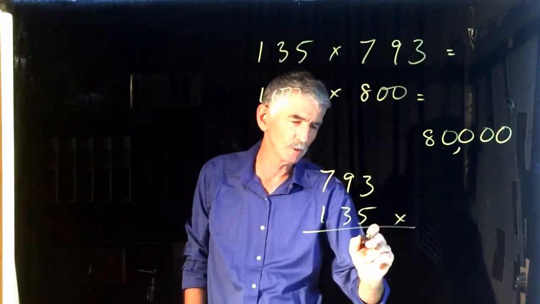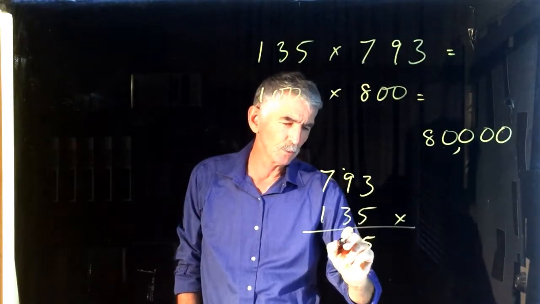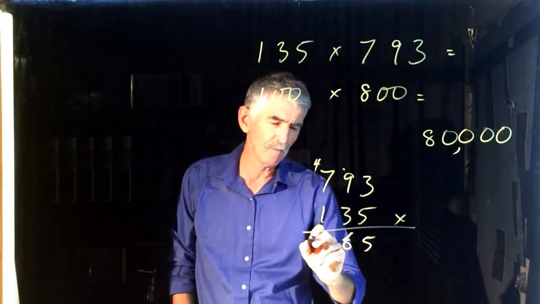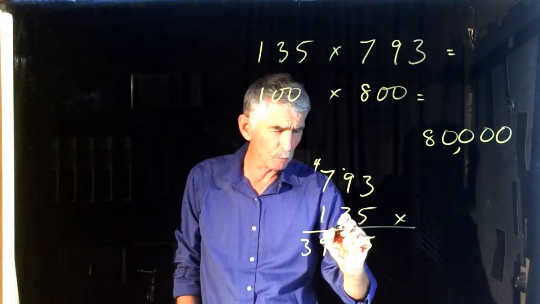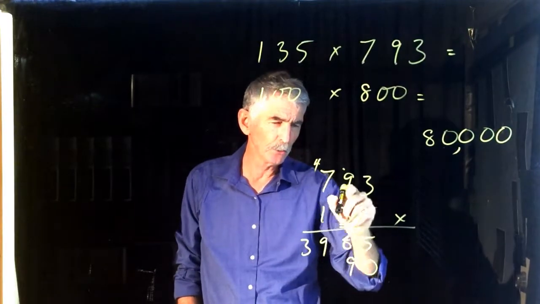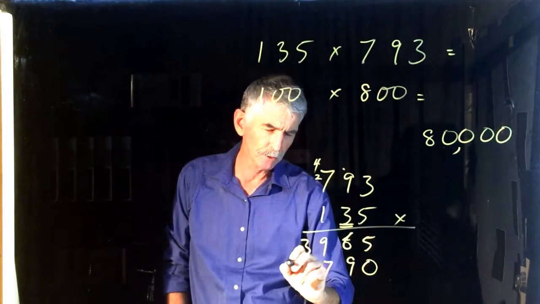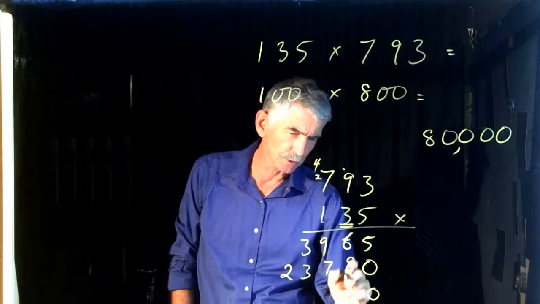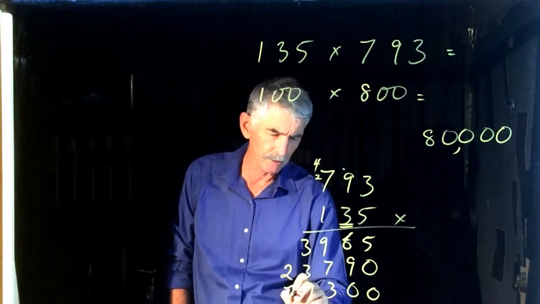So 3 times 5 is 15, I put down the 5, I trade out the 1. 5 times 9 is 45 and 1 is 46, I put down the 6, I trade out the 4. 5 sevens are 35 and 4 is going to be 39, I put down the 39. I'm now multiplying by tens, so I'm putting down 1 zero. 3 threes are 9, 3 nines are 27, I put down the 7, I trade up the 2, 3 sevens are 21 and 2 is going to be 23. Okay, now I'm going to multiply by 100, so I put down 2 zeros. 1 times 3 is 3, 1 times 9 is 9 and 1 times 7 is 7.